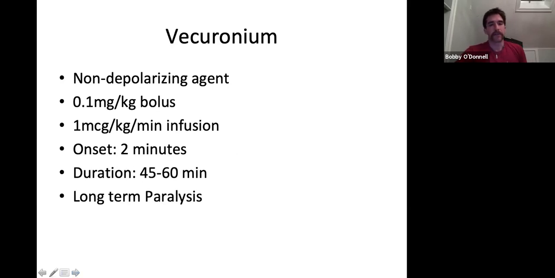Vecuronium is very similar to rock. However, it's a bit slower of an onset. It's still non-depolarizing. You're more likely to see this as a continuous infusion. You're more likely to see it in the pediatric population. It's smaller dosing, so it's more titratable. There's not really too much to go over with that, though.